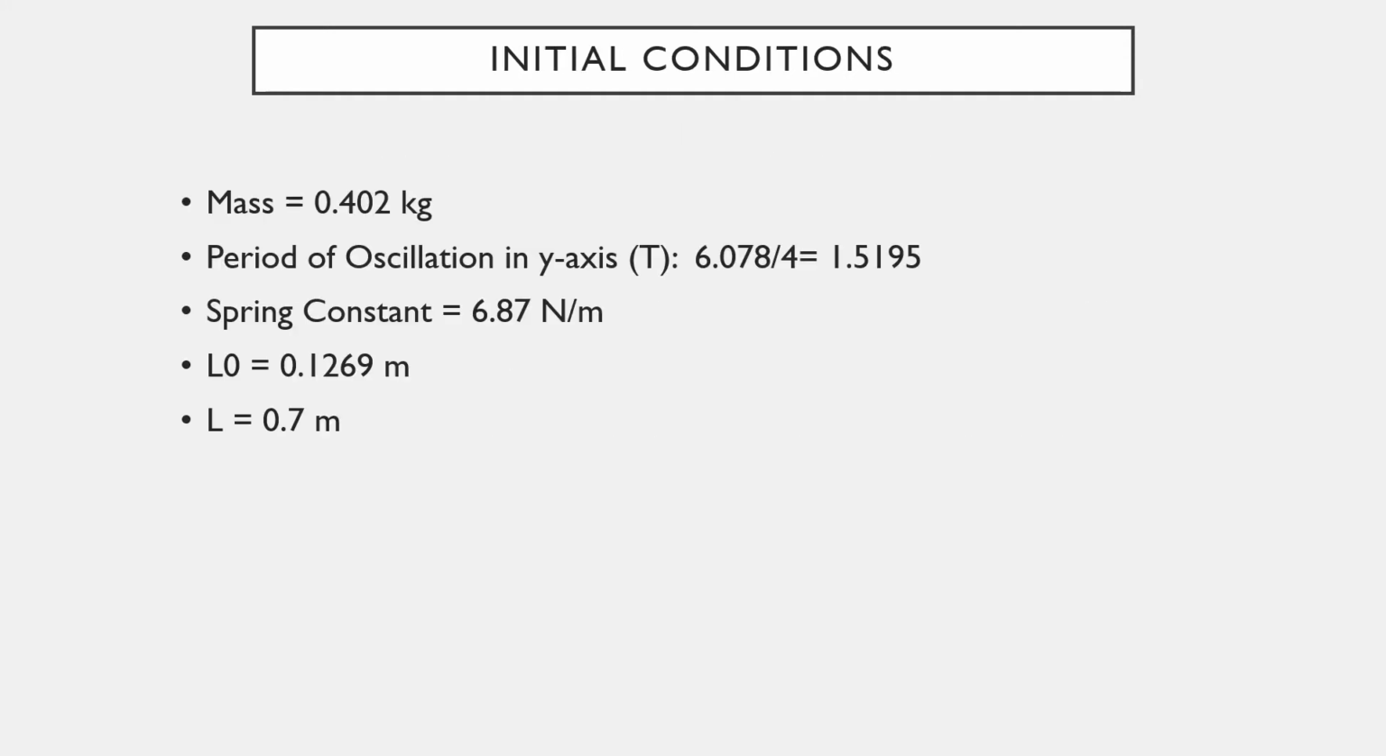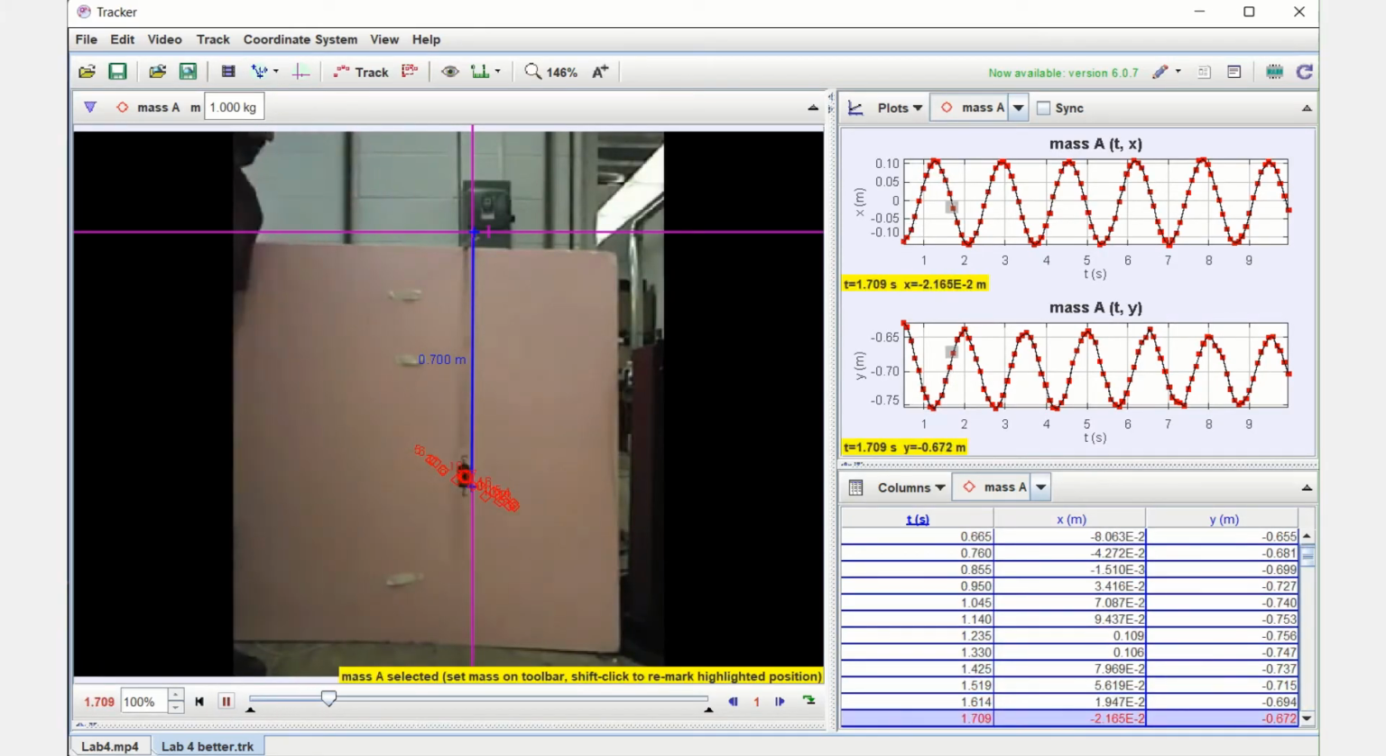To set up the computational model, I used the following conditions that came from the observational model: the mass, 0.402 kilograms, the period of oscillation in the y-axis, 1.5195, the spring constant, 6.87 newtons per meter, L0, 0.1269 meters, and L, 0.7 meters. I tracked the motion of the object for about 10 seconds and recorded the data points for the movement of x over time and the movement of y over time on a CSV file to compare to my computational model.